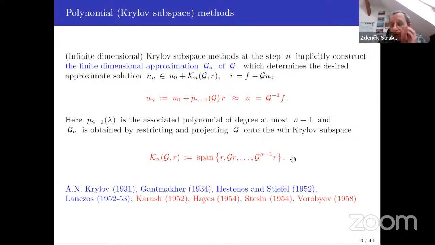What is interesting to see is that almost immediately after the main methods like the Lanczos method and conjugate gradient methods were established in algebra, they were also established in infinite dimensional Hilbert spaces by Karush, Hayes, Stesin, Vorobiev, etc. Even in these early papers, significant results like superlinear convergence in the infinite dimensional setting were proved. So these papers are really, really beautiful.